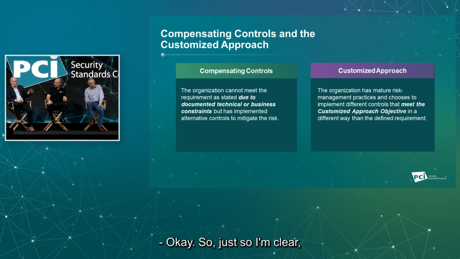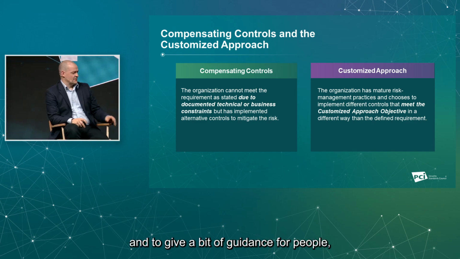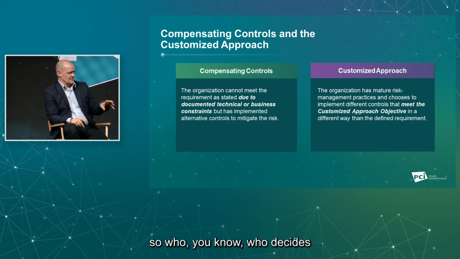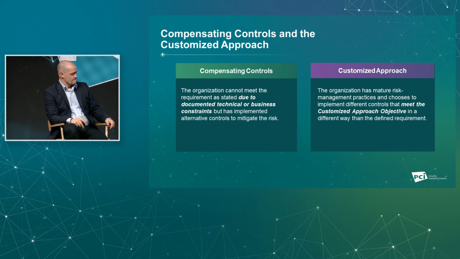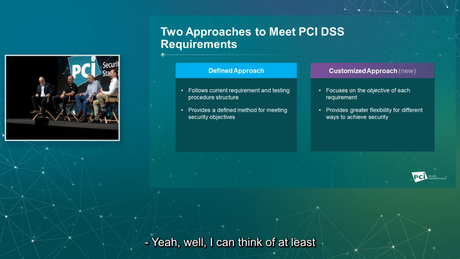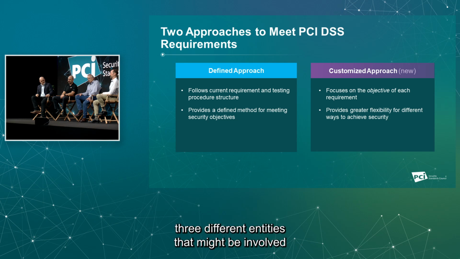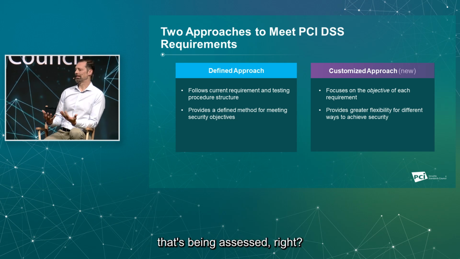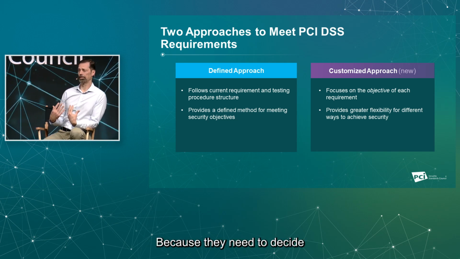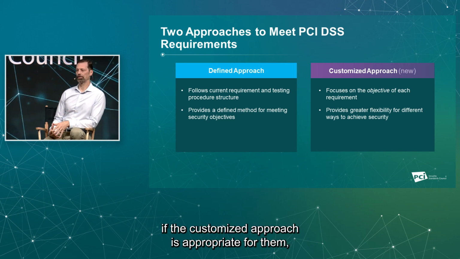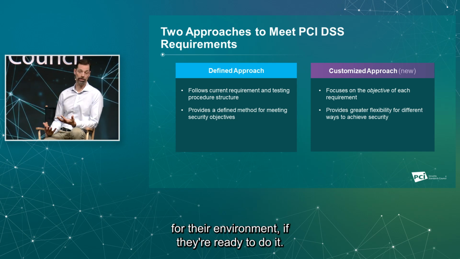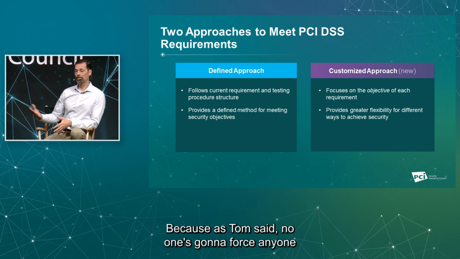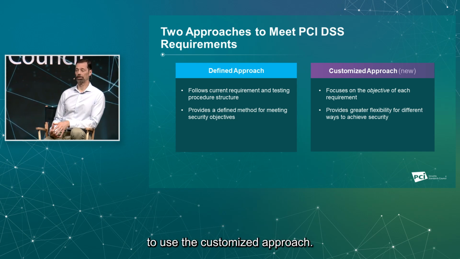OK, so just so I'm clear and to give a bit of guidance for people, who decides if an organization does that customized approach? I'll throw it over to you, Marc. Yeah, well, I can think of at least 3 different entities that might be involved in a decision like that. To begin with, there's the entity that's being assessed, right? Because they need to decide if the customized approach is appropriate for them, for their environment, if they're ready to do it. Because as Tom said, no one's going to force anyone to use the customized approach.